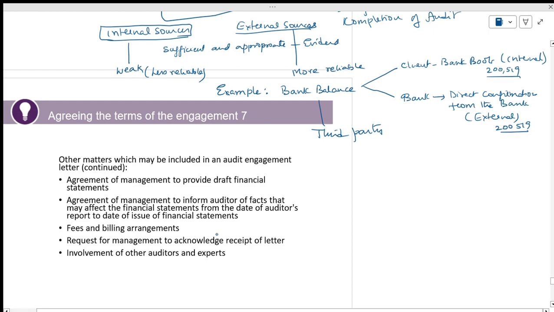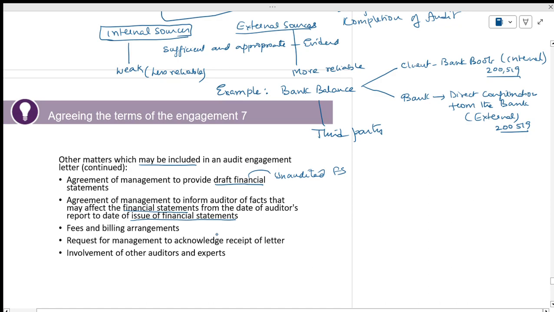It makes things vary. What are the other methods which may be, this is optional. This may be optional: agreeing with management to provide draft financial statements. Draft financial statements is nothing but unaudited financial statements. Agreeing with the management to inform the auditor of any fact that is affecting financial statements, from the date of the auditor's report to the date of issue of financial statements.